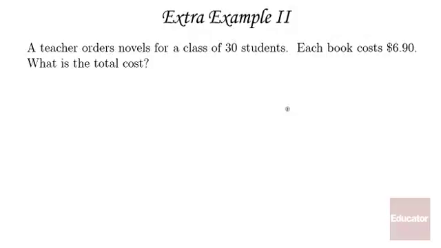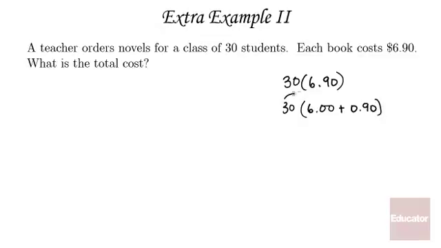A teacher orders novels for a class of 30 students. Each book costs $6.90. What is the total cost? I'm going to take 30 students and multiply times $6.90. I'm going to break the $6.90 into $6 plus 90 cents.